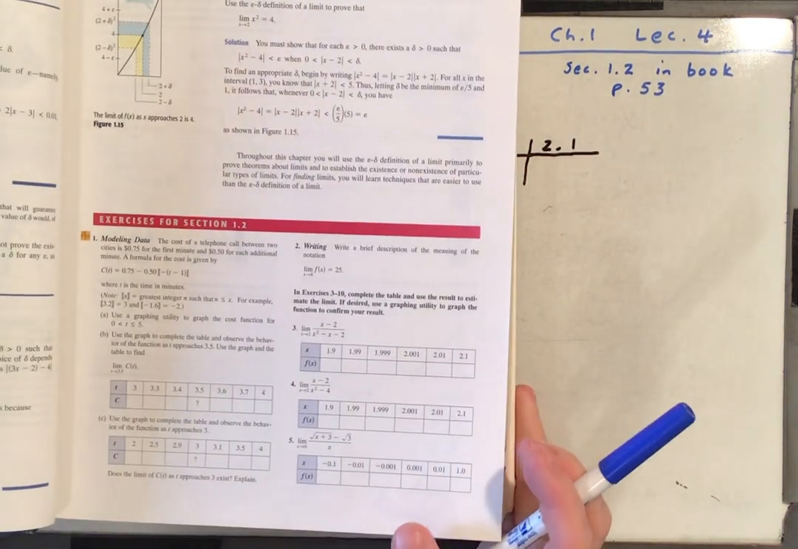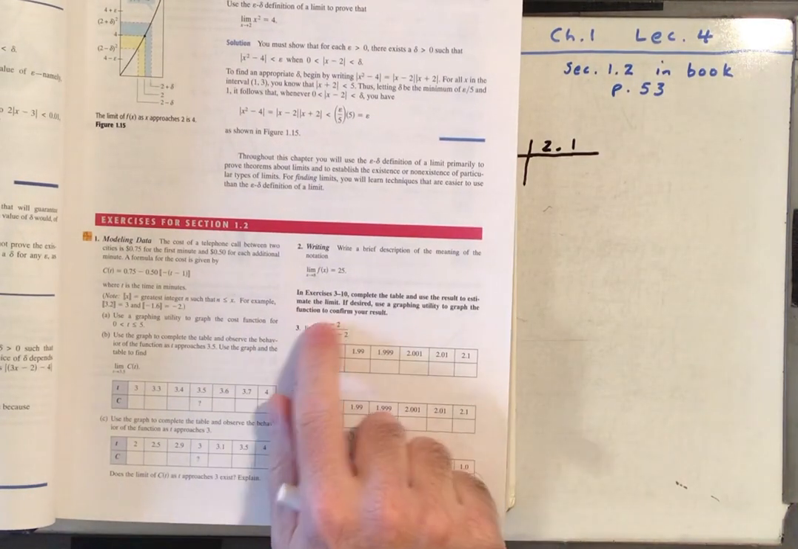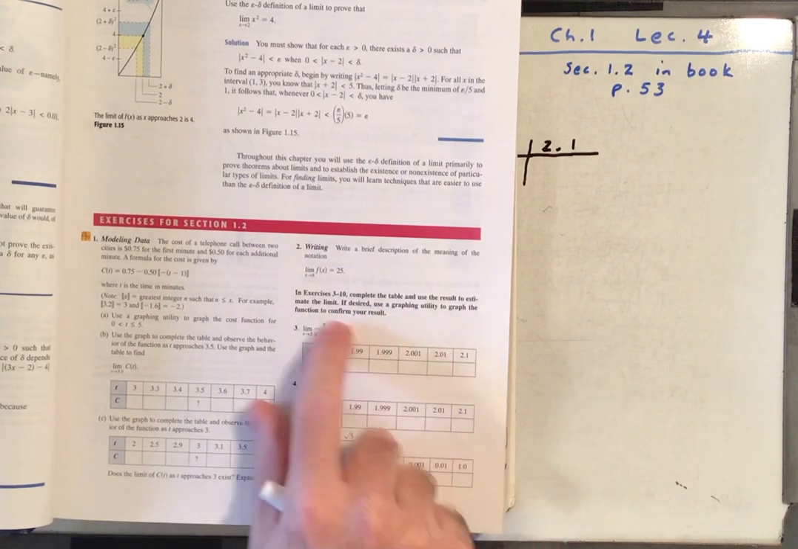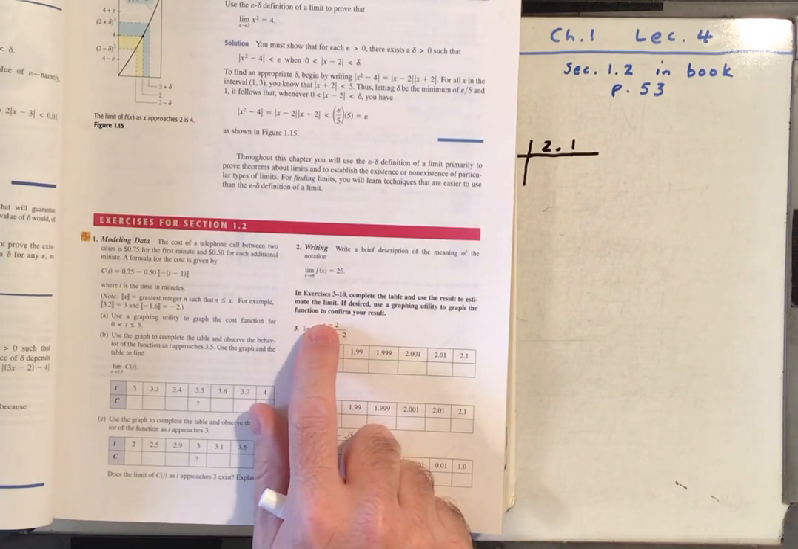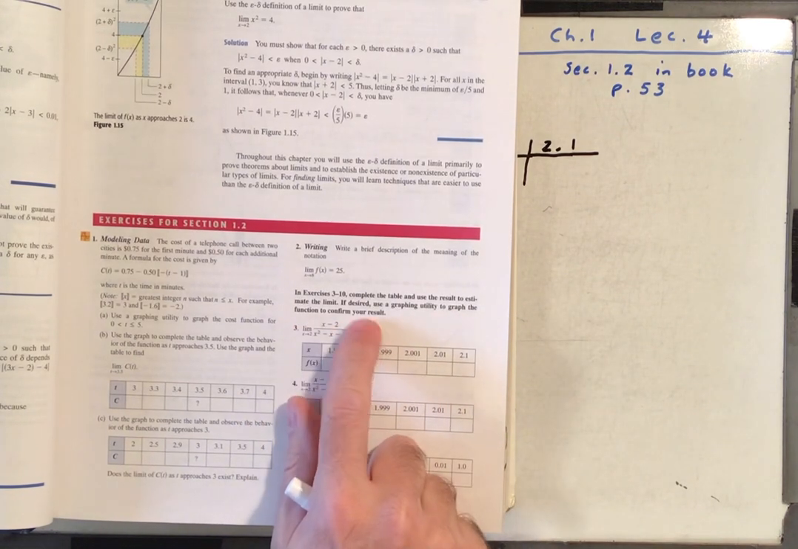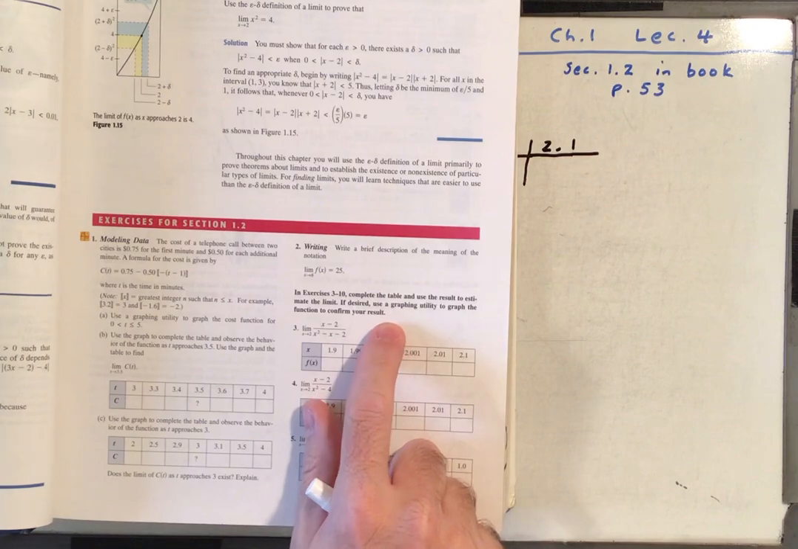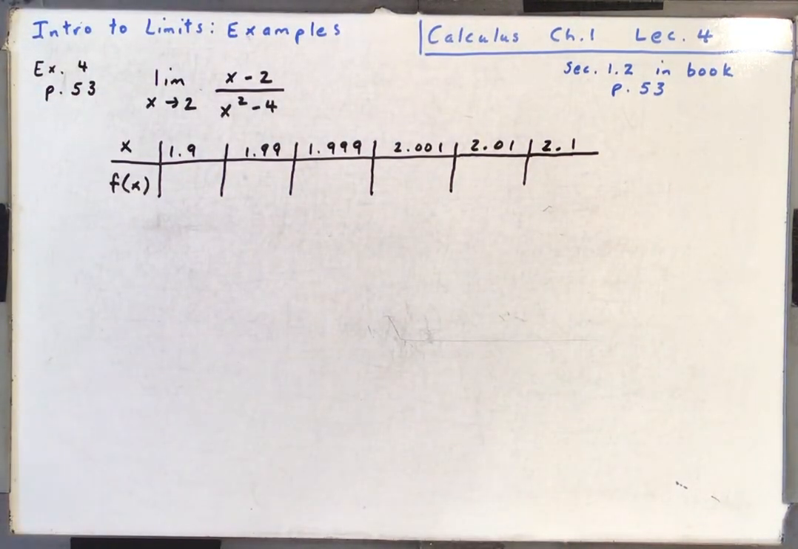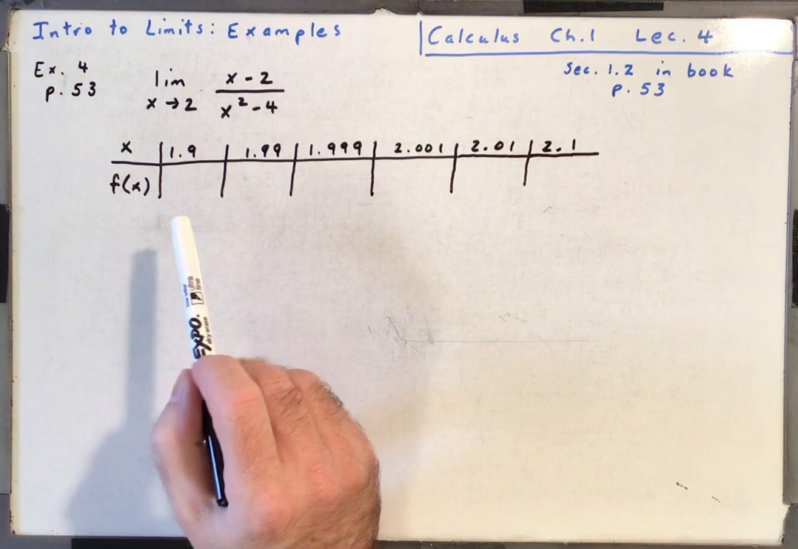And the instructions are, in exercise 3 through 10, complete the table and use the result to estimate the limit. If desired, use a graphing utility to graph the function and confirm your result. We're not going to do that, okay? So just going to use the table. Okay, so I went ahead and wrote out this table that's in the book.